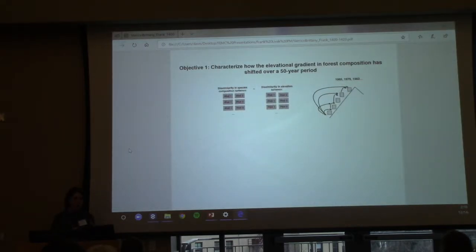So to put all of that information together with generalized dissimilarity modeling, for objective one, again, characterizing the elevational gradient and the forest composition, what the model looks at is the dissimilarity in species composition between plots, so plot one versus plot two, as a function of how different those two plots are in elevation. And then it goes through and does all pairwise comparisons for the 85 total plots.